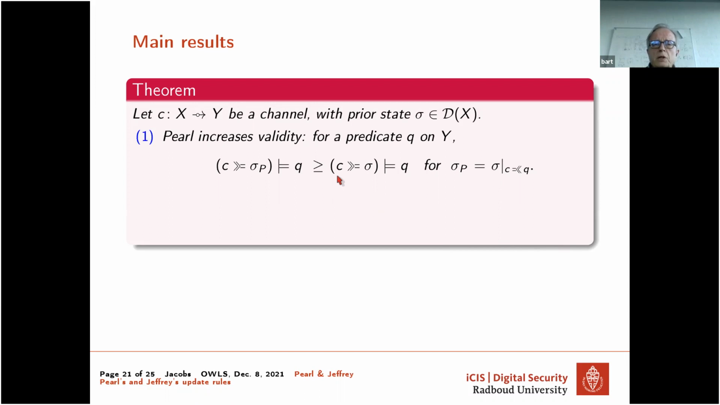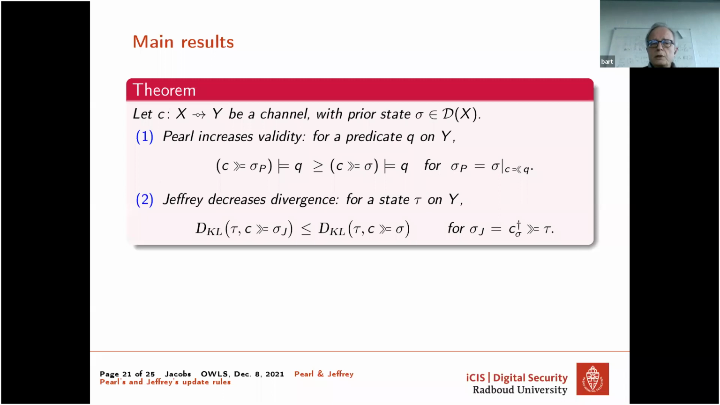So remember, I had the channel C. I can push forward my state to a state on Y, and I can look at the validity of Q. So I predict, I have the evidence Q, and I look at how valid this evidence is. Well, if I use this evidence to update my internal state, I've updated my state to sigma P. I predict again with the same channel. Now the validity of Q is higher. This is what you want, right? So you learn, and your predictions with the updated state make the evidence more true.